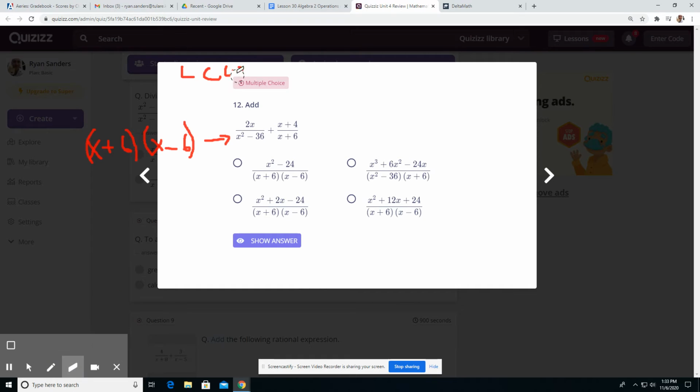upside down writing all of a sudden. Least common multiple, notice that it has an x plus 6 in it, so it's the x plus 6 times the x minus 6. All right, so what's this one missing? It's missing the x minus 6. You remember what we have to do to keep things balanced? Has to multiply to the top also.